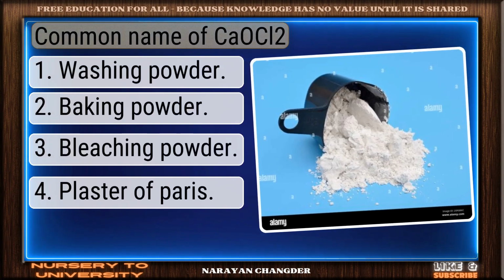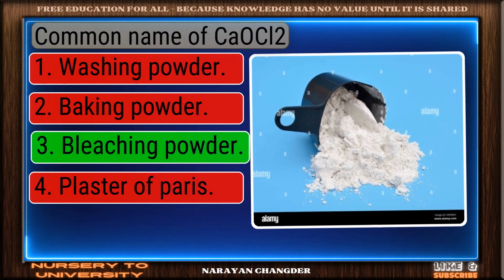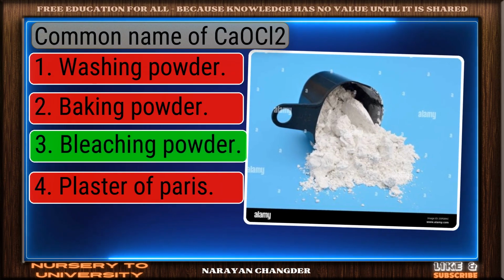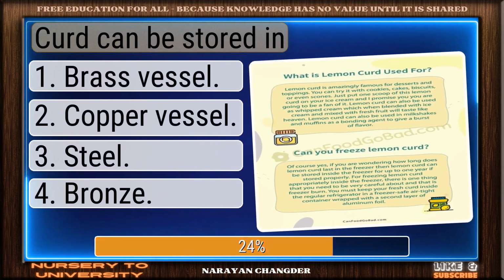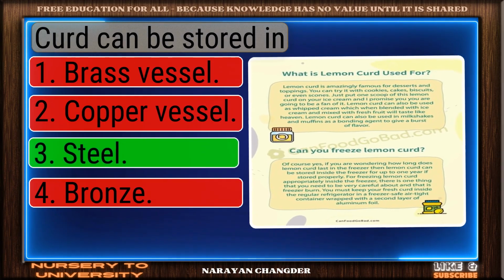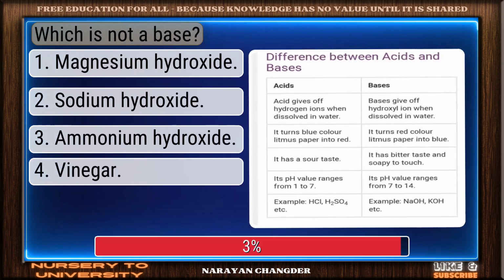Question number 242. Common name of CaOCl2. You got it. Your choice, bleaching powder, is right. Question number 243. Curd can be stored in... Sharp thinking. Steel is the right choice. Question number 244. Which is not a base?